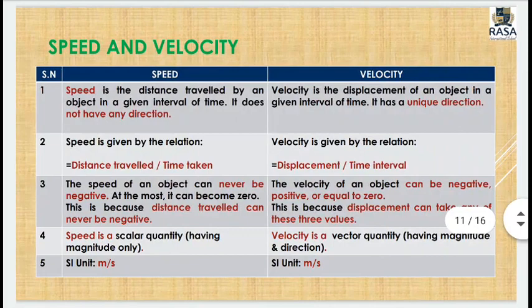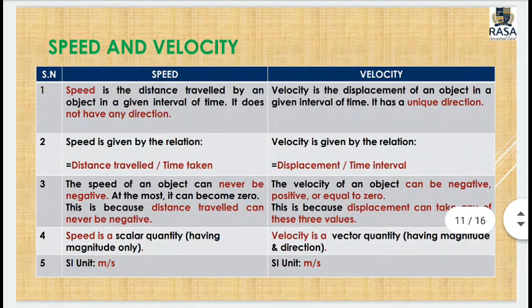Now we will come to the topic, that is speed and velocity. Speed is basically defined as the rate of change of distance. Speed is the distance traveled by an object in a given interval of time. It does not have any direction, so speed is a scalar quantity. Velocity is the displacement of an object in a given interval of time, and it has a unique direction. So speed does not have direction, whereas velocity has direction.